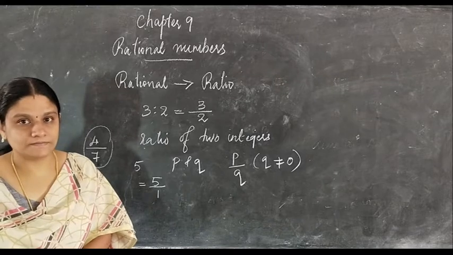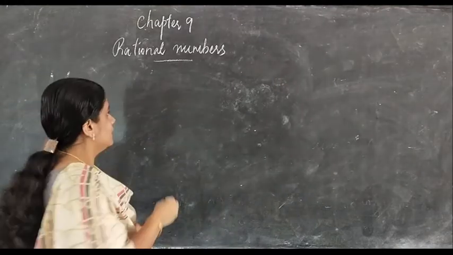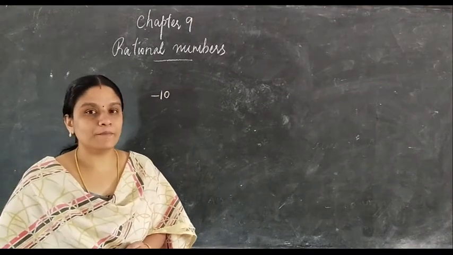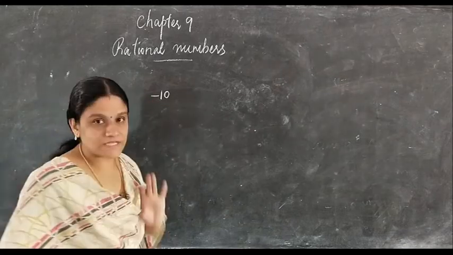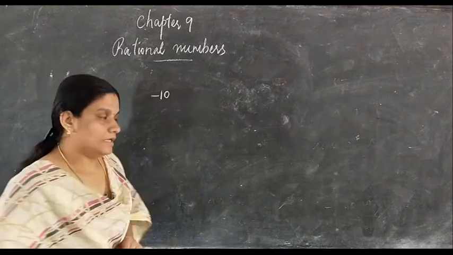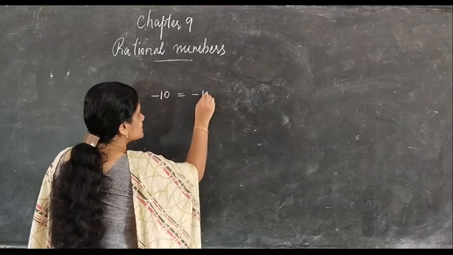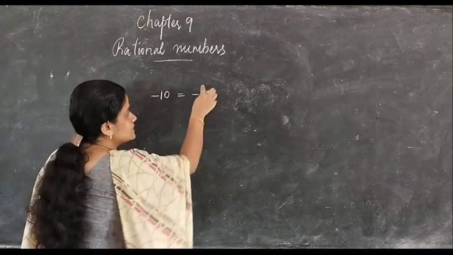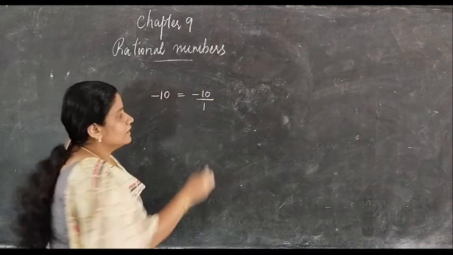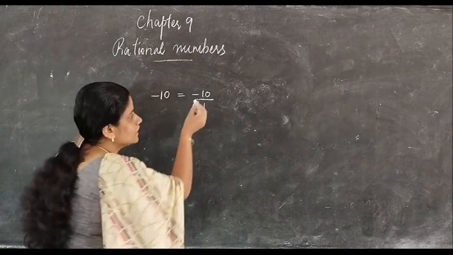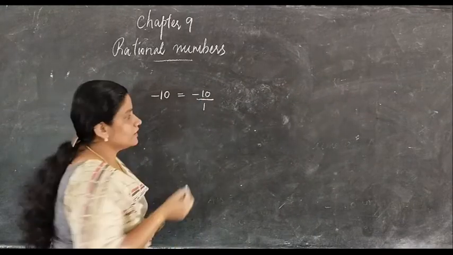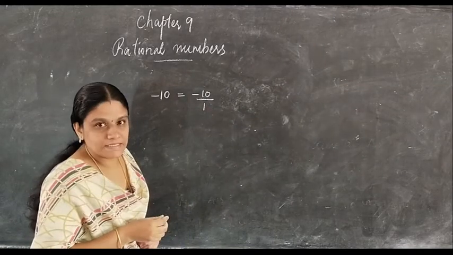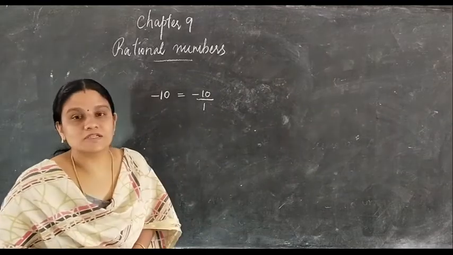Now, let us take a few more examples. If we consider negative 10, is negative 10 a rational number? Can we write negative 10 in the form of P by Q? That is, can we write it as negative 10 by 1? Yes. See, in P by Q form, negative 10 is an integer, 1 is an integer, and Q is not equal to 0. Therefore, negative 10 is a rational number.